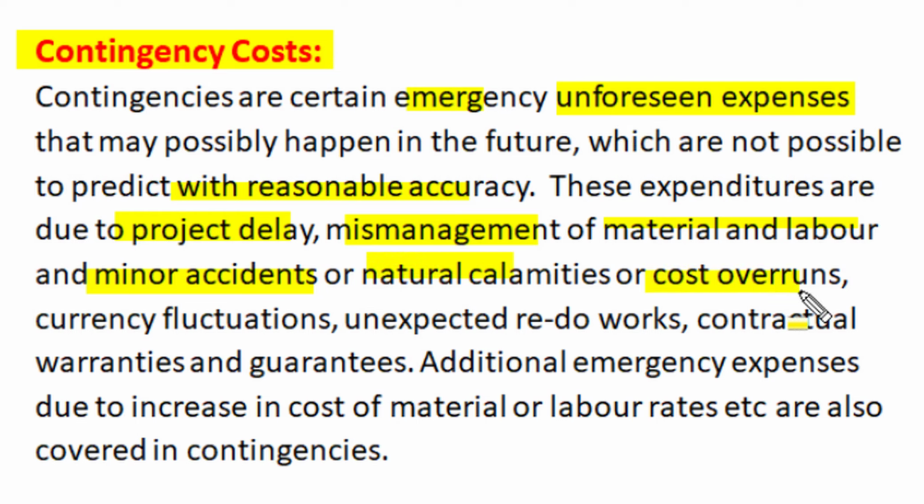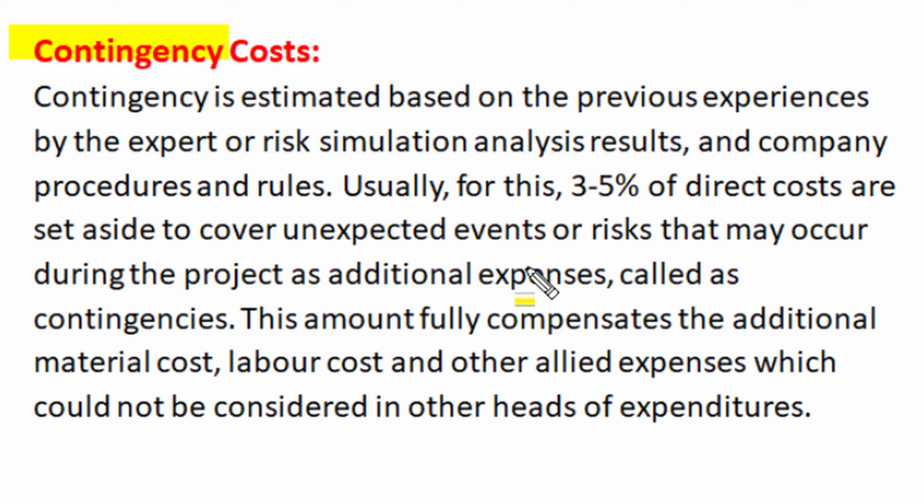That cost can be treated as contingency cost. Similarly, we offer contractual warranties and guarantees in our project activity, and for that we have to pay some cost, and such costs are known as contingency cost, as they are unforeseen expenses but are not predictable. Additional emergency expenses that may be incurred on a project due to an increase in cost of material or labor rates are also covered in contingencies. Contingency cost is estimated based on previous experience by the experts or by risk simulation analysis results, or they can be obtained as per company procedure or rules.